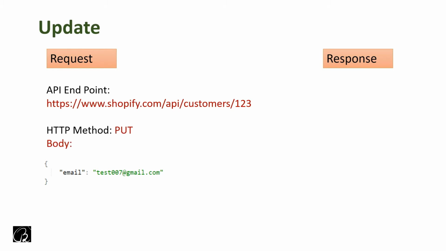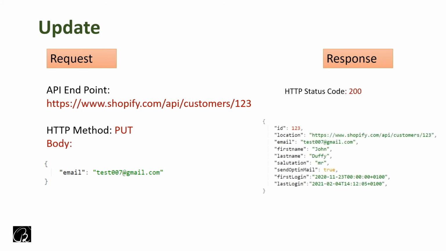So the response that I'll get, let's say 200, everything is fine, like okay. And you can see we are getting the customer details of unique ID 123. But now the email ID has changed to the email ID that we have provided just now. Okay. Now let's talk about delete.